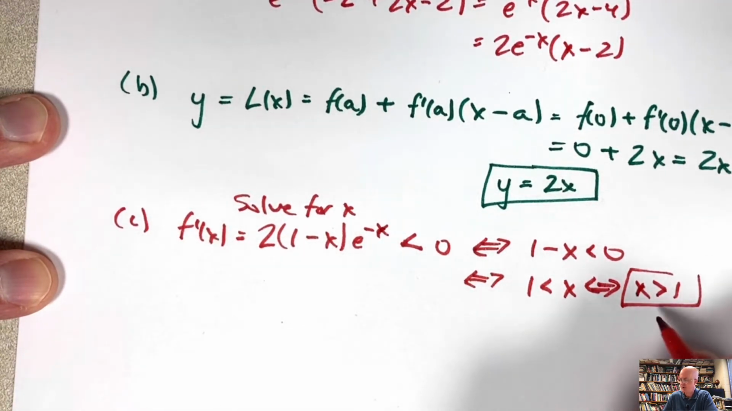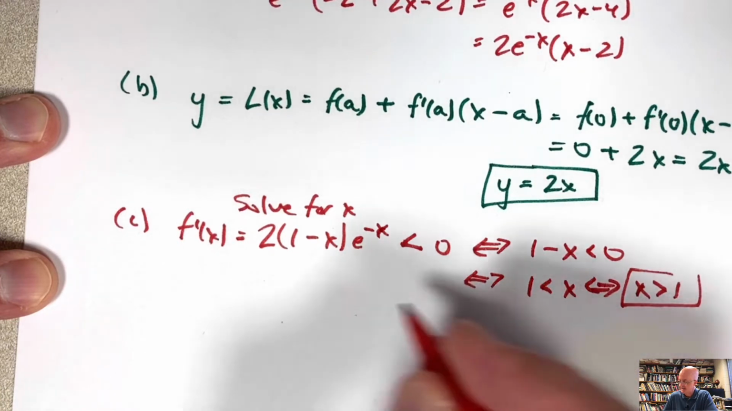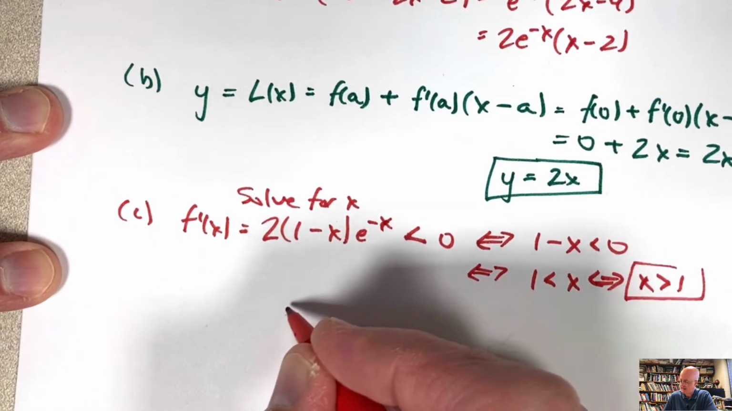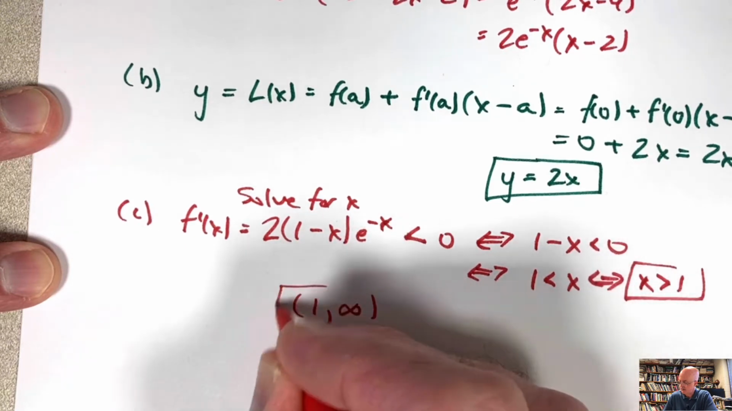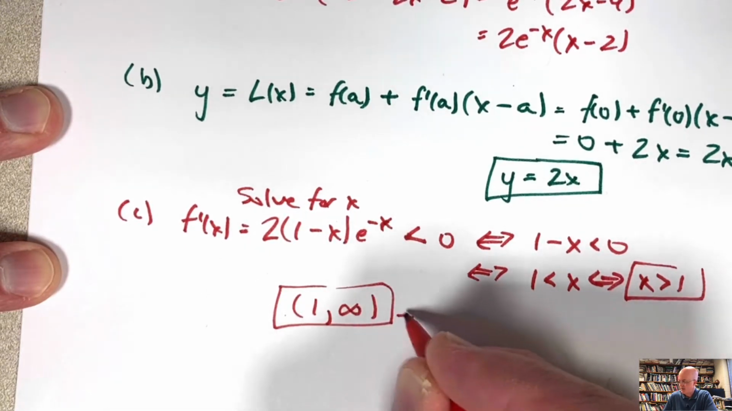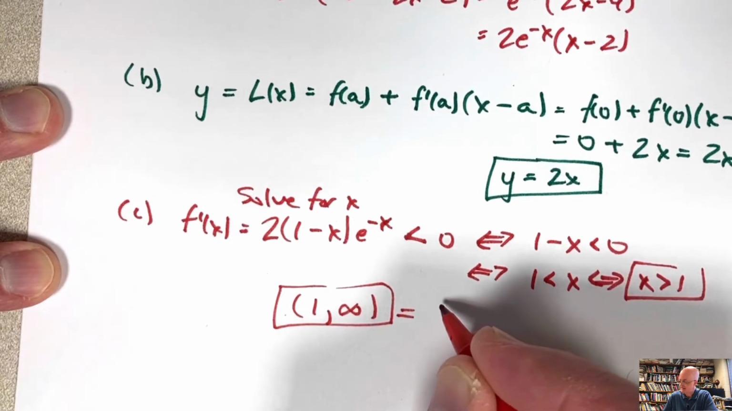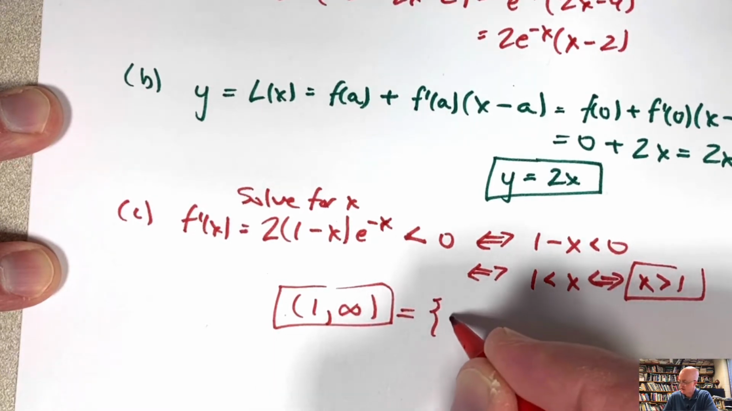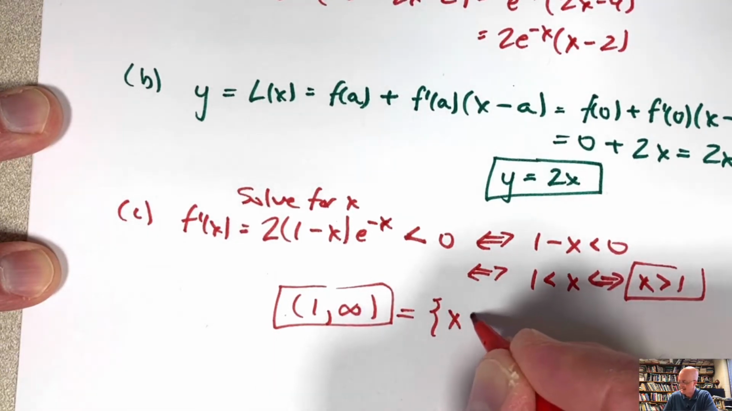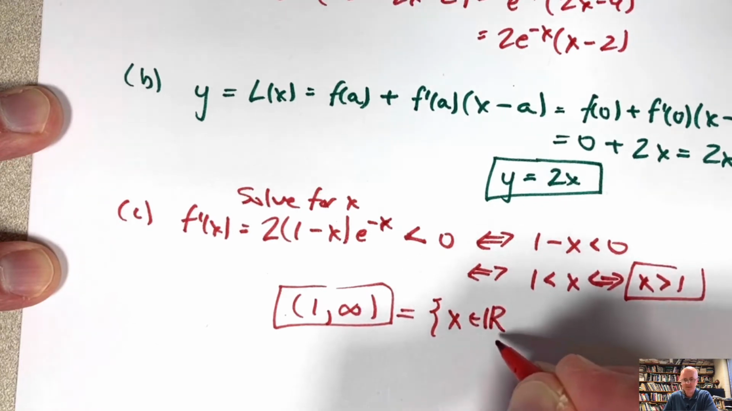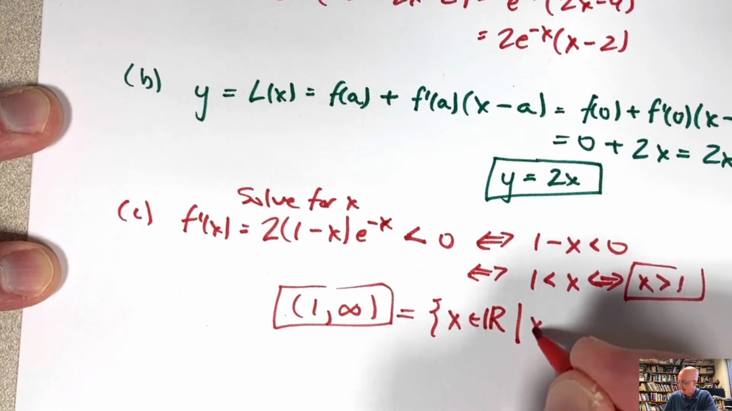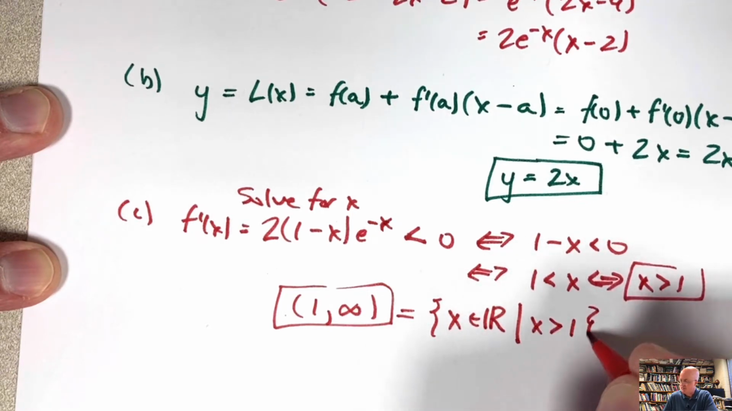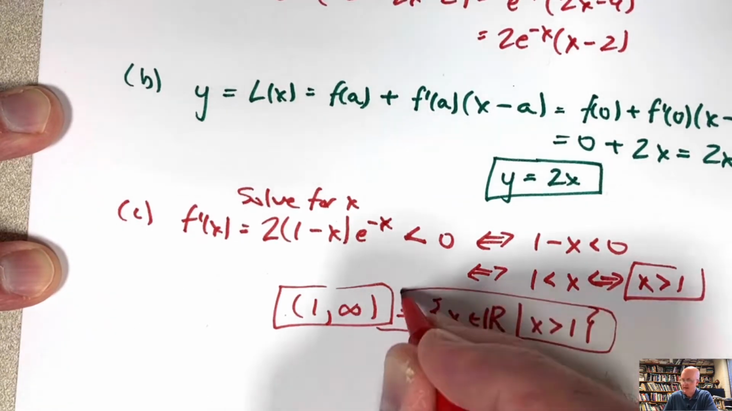Now, maybe your teacher is fine leaving the answer like this. You might also write the answer in interval notation. The open interval from 1 to infinity is another way to write the answer. And you also might be told to write the answer in what's called set builder notation: the set or collection of all numbers x, all real numbers, this fancy looking R means real, with the property that x is bigger than 1. It would be a fancy set builder way of writing this notation.